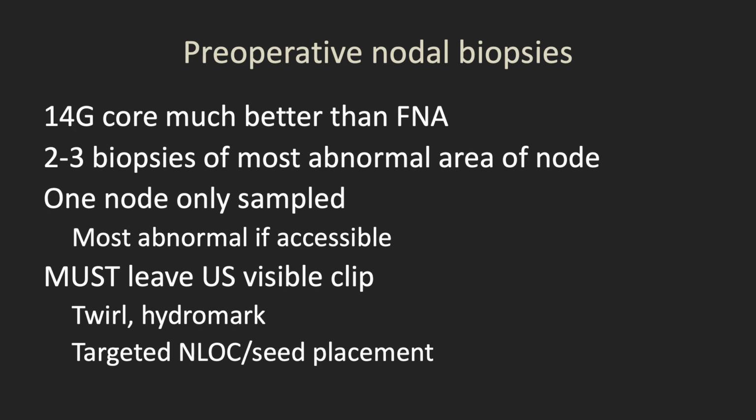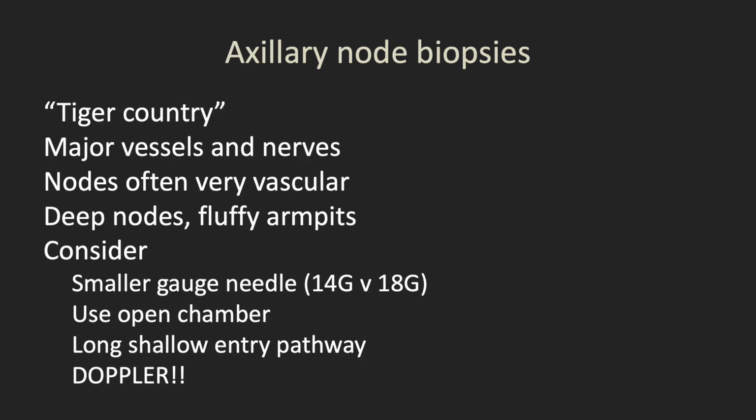You must leave an ultrasound visible clip there. All the major manufacturers have clips which are much more visible on ultrasound, such as the Twirl or the Hydromark. And this is because if the patient goes to neoadjuvant chemo, that node will frequently disappear, and you're only going to have the clip. But the surgeons usually want to do targeted node excision in this case by either needle localization or seed placement. Depending on how high up into the axilla the node is, this is definitely tiger country for doing nodal biopsies. They can be quite challenging on occasions. You've got a lot of important stuff, vessels and nerves up there, and the nodes themselves are frequently very vascular.